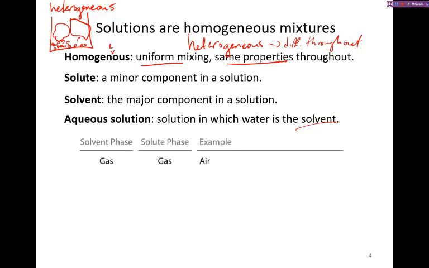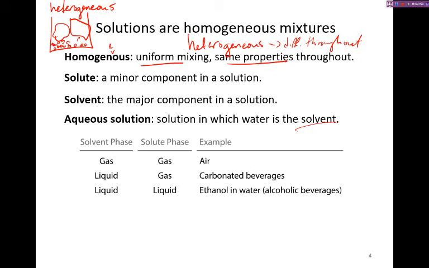And we've seen already in Chapter 12, we learned about mixtures of gases. We learned about how the atmosphere is a combination of nitrogen, oxygen, argon, helium, neon, etc. And that makes up the solution of air. However, if you put gas and liquid together, as in a carbonated beverage, you can get a solution. If you put liquids together, such as alcoholic beverages, that's a solution. If you put solids into liquids, like sugar water, your Kool-Aid or whatnot, that's a solution.